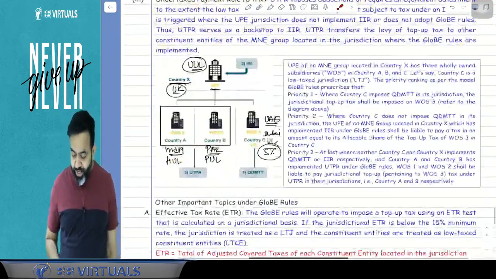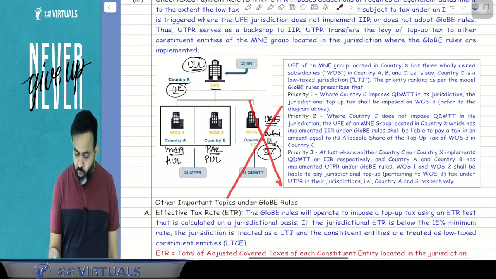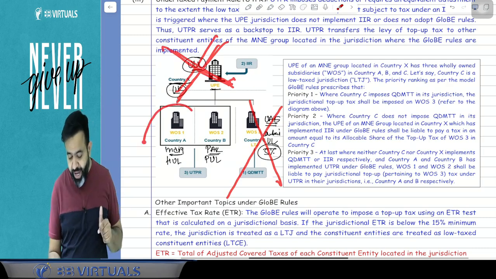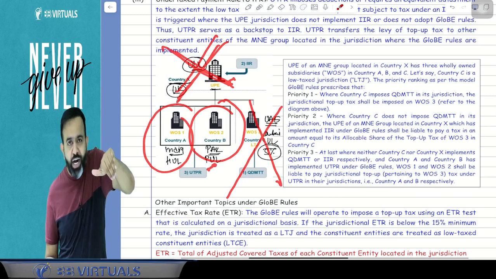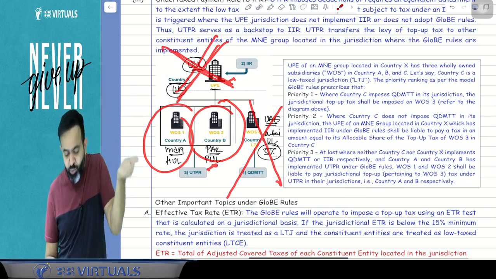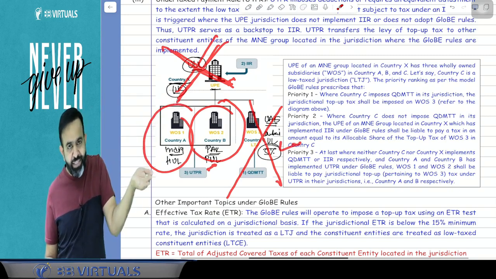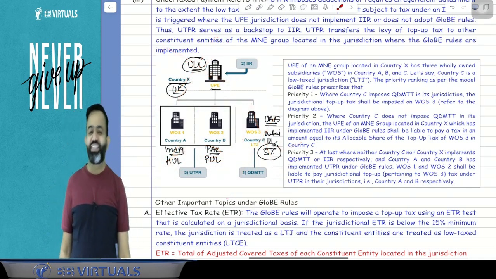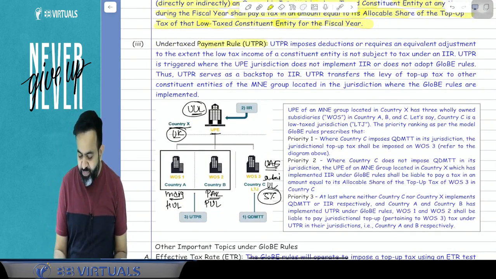Now guys, suppose Dubai is not charging the QDMT and the UK is not charging the IIR, then they have given the right to India and Pakistan, and India and Pakistan will charge the 10% taxes on whatever income of the Dubai company. On that income, India and Pakistan will charge the tax, that is known as the UTPR. UTPR means under tax payment rule.